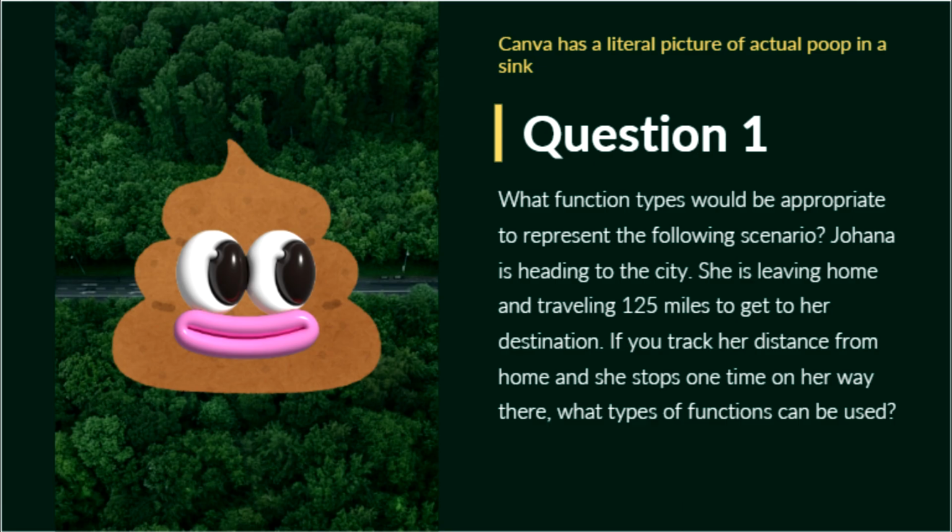Here is question number 1. This is your turn. He's watching you and judging you. What function types would be appropriate to represent the following scenario? Okay, so it wants types, plural. So you're going to have more than one. Joanna is heading to the city. She is leaving home and traveling 125 miles to get to her destination. If you track her distance from home and she stops one time on her way there, what types of functions can be used? Pause it, figure it out, come back.